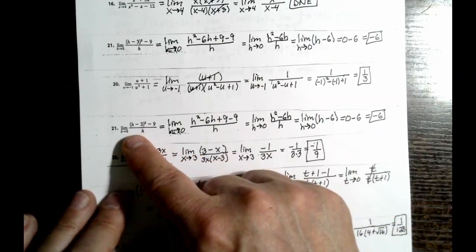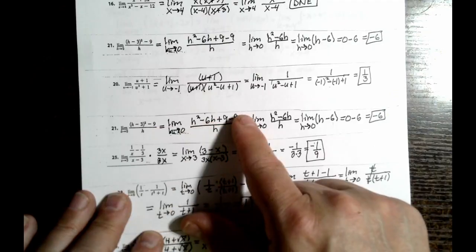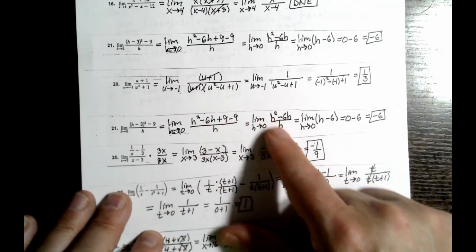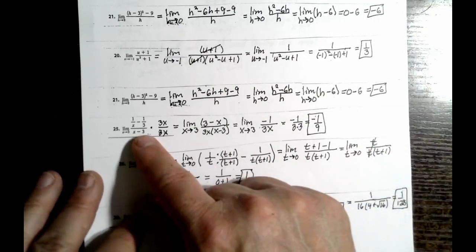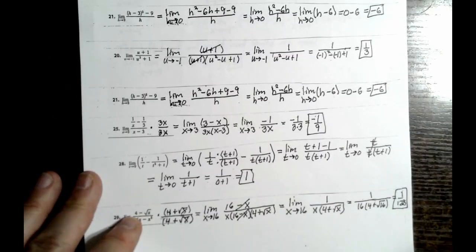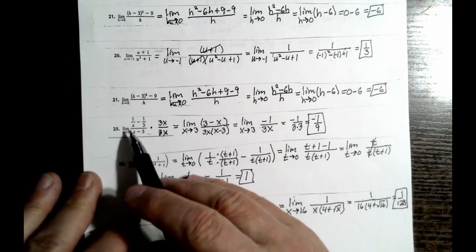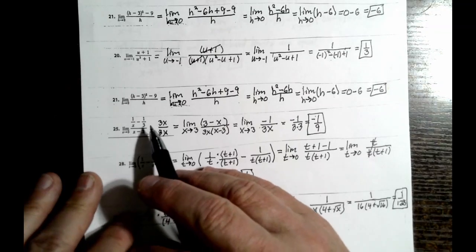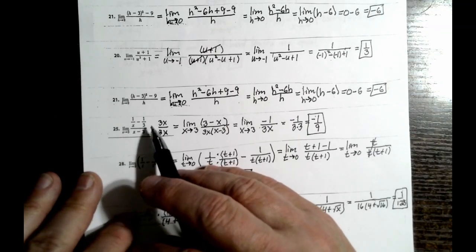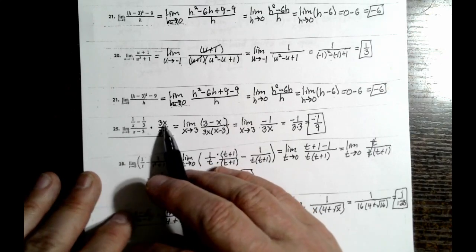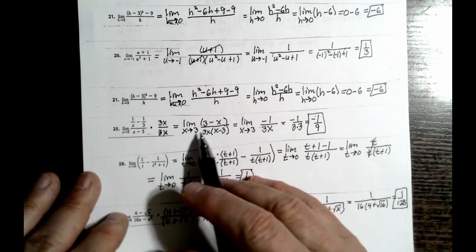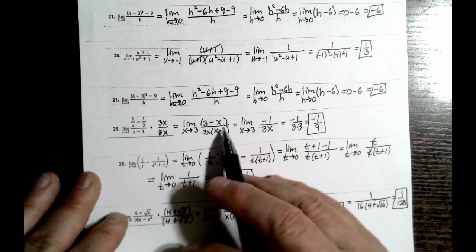Here you've got to multiply that guy out, cancel your 9's, divide by h, and now you're able to do direct substitution. On this one, since you've got a complex fraction, a fraction within fractions, a simple way of getting rid of the complexity is to multiply by a common denominator, in this case 3x. 3x times 1 over x is just 3. 3x times 1 over 3 is just x.